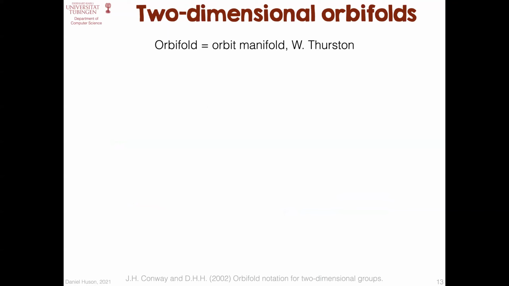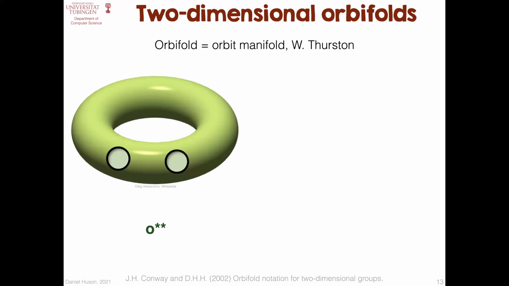Now we're going to move on to the concept of orbifolds. This is something that Bill Thurston was very interested in, so-called orbit manifolds. We're going to look at this in quite a naive way. So we're going to start with one of those surfaces.